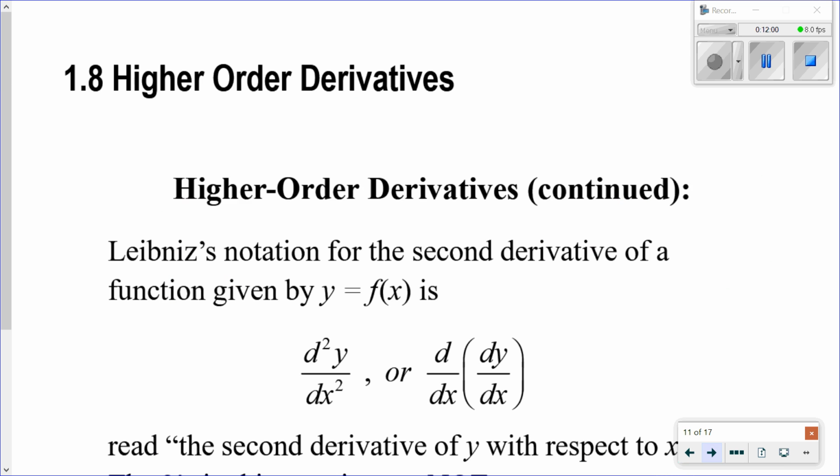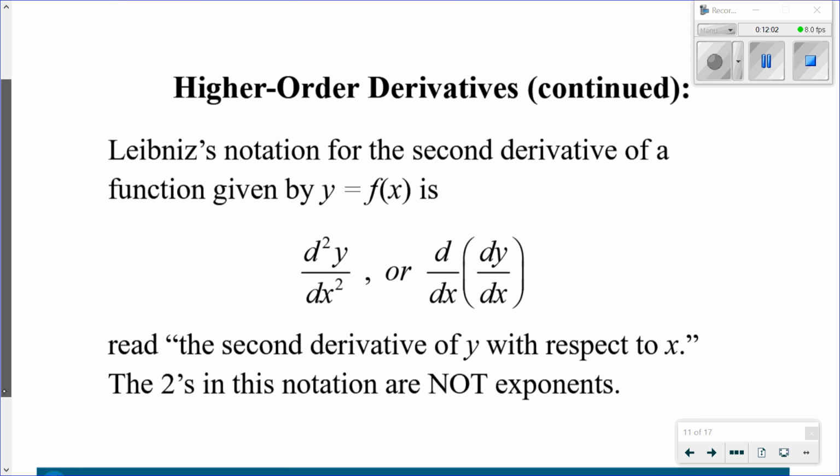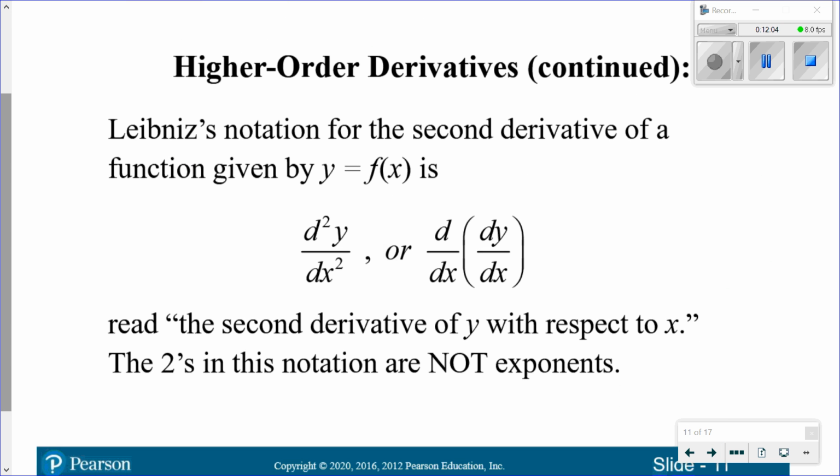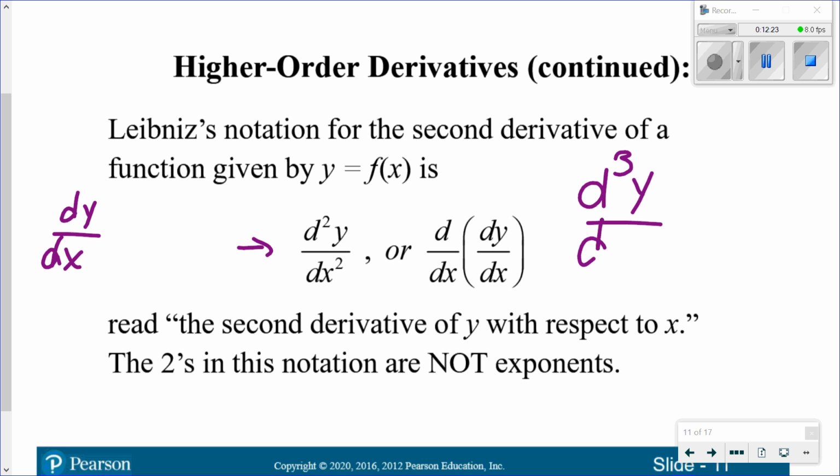All right. Here is what I was trying to get to. That Leibniz notation, we had dy dx when we were just taking derivatives. Now when we take a second derivative, we get d2y over dx2, which is read the second derivative of y with respect to x. And we can keep going with that. d3y over dx3, that's the third derivative.